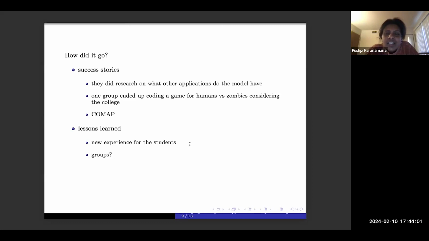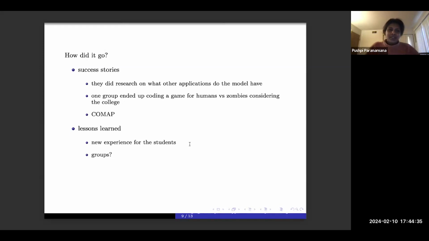And the group who did humans versus zombies, they were brilliant. That was like 100% their project. They did coding using MATLAB and did all the plots, and then they even came up with a game considering the population, which was their college. They had really interesting results.